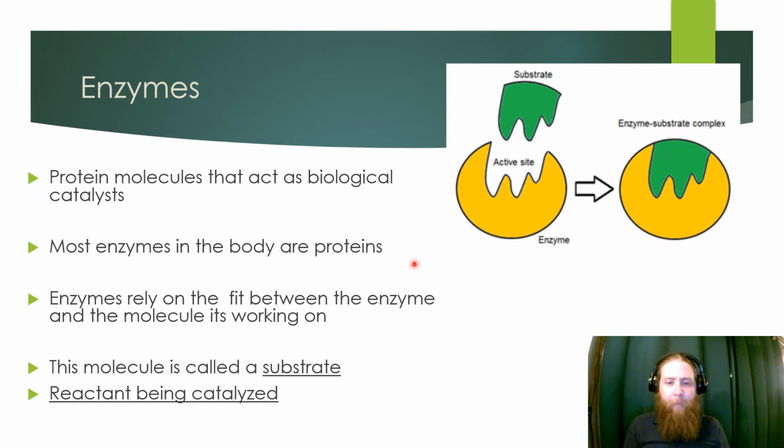Also important to protein chemistry and biology are enzymes. And enzymes are protein molecules that act as catalysts. And most of the enzymes in your body are proteins. There are a couple of them that are nucleic acids. We'll talk about those just briefly. But enzymes work on this very unique fit that they have between the enzyme and whatever substrate they're working on, or the molecule they're working on. This molecule that fits into the enzyme's active site here is the substrate and is the one that is being catalyzed. This is going to change somehow.